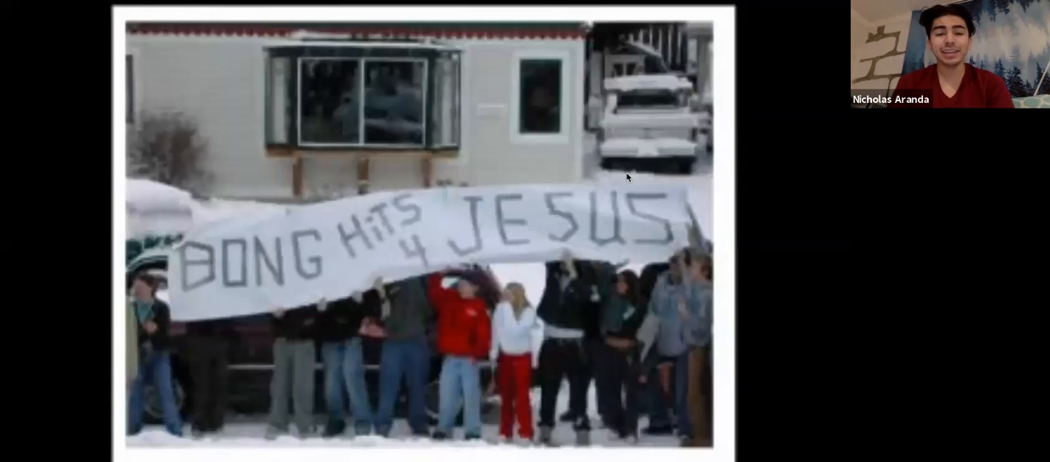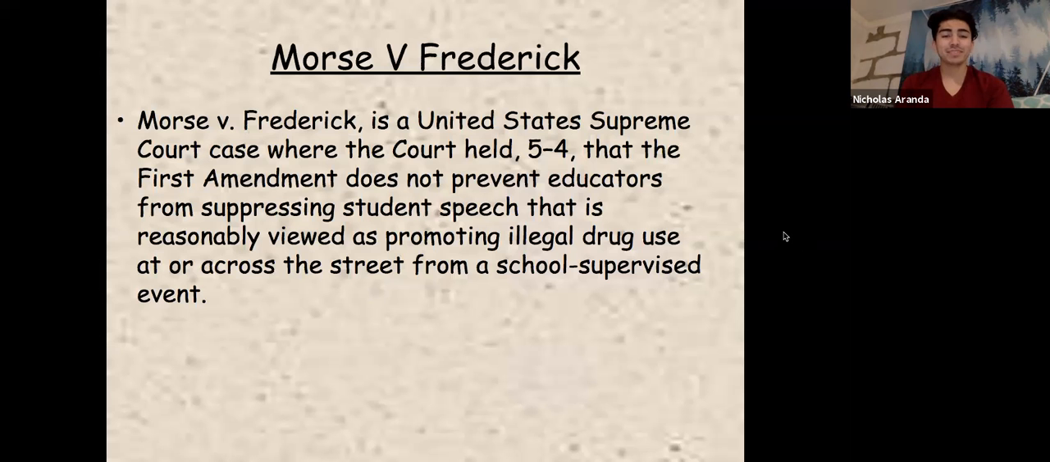This is a sign that says "Bong hits for Jesus." It's relevant to a Supreme Court case. I'm not just showing y'all this for fun. So Morse v. Frederick is a U.S. Supreme Court case where the court held 5-4 that the First Amendment does not prevent educators from suppressing student speech that is reasonably viewed as promoting illegal drug use at or across the street from a school-supervised event.